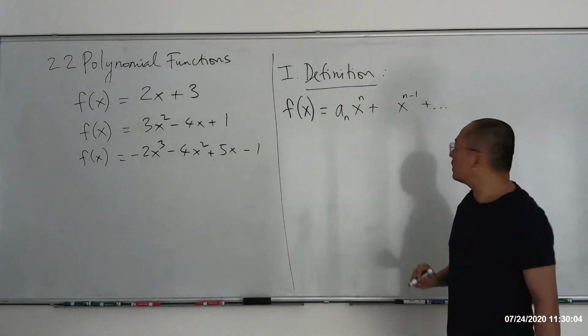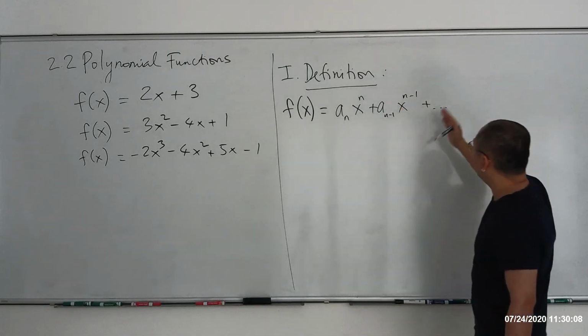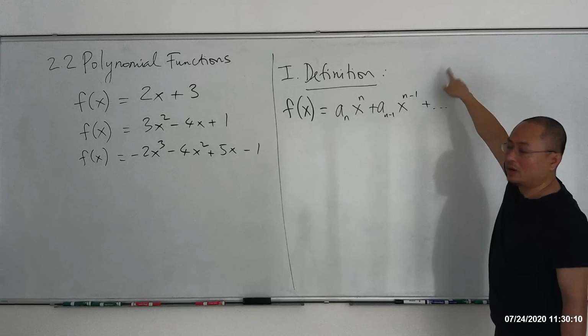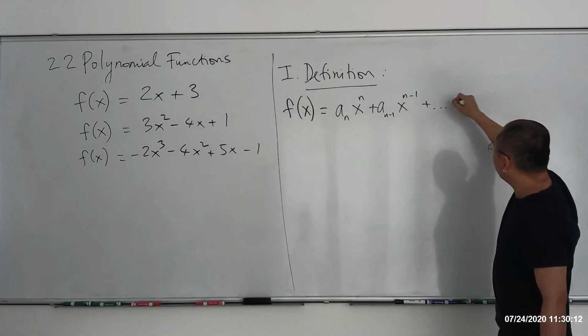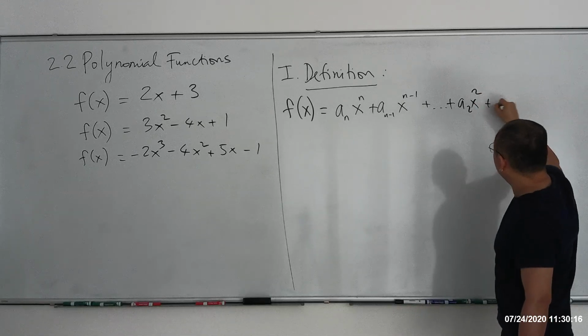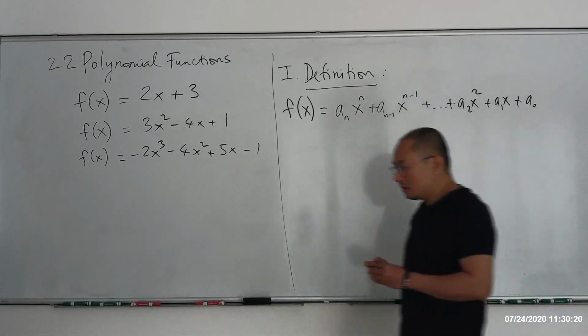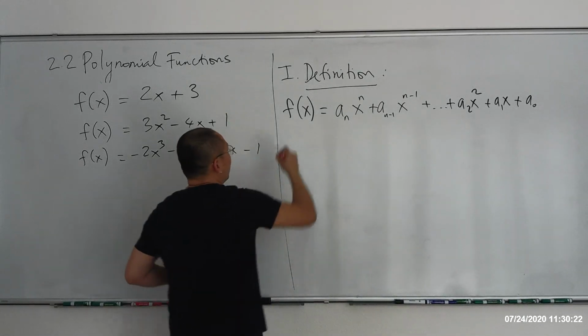So we say a_n with x to the n. The next term is going to be a_(n-1) x to the n minus 1. And then of course a_(n-2) x to the n minus 2, so forth and so on. Keep going. So a_2 x squared, a_1 x, and then a_0. Let's box this first before I talk more.